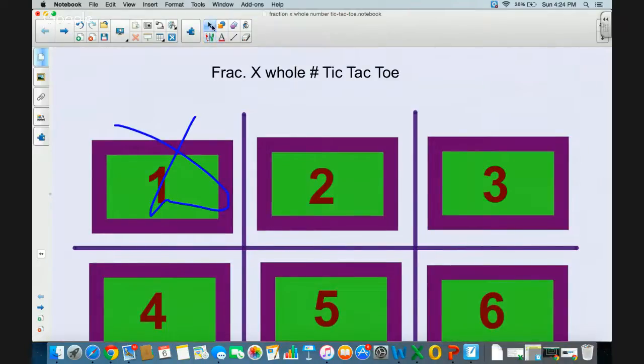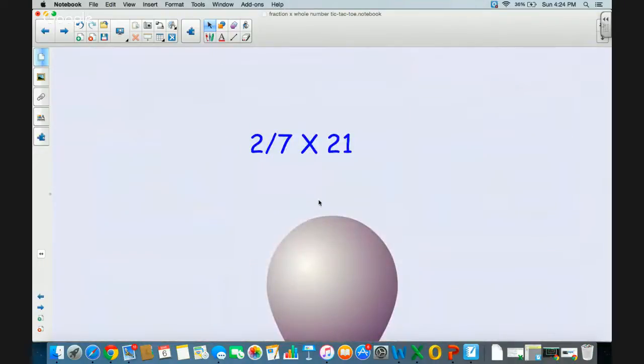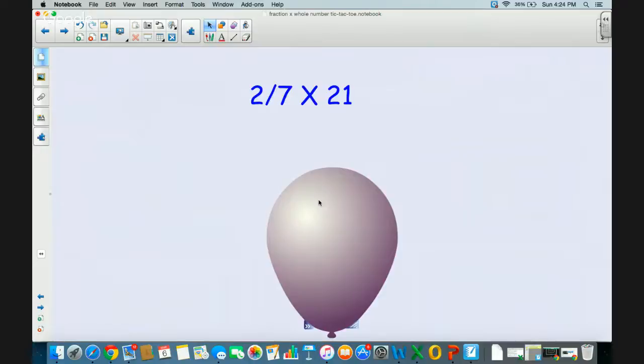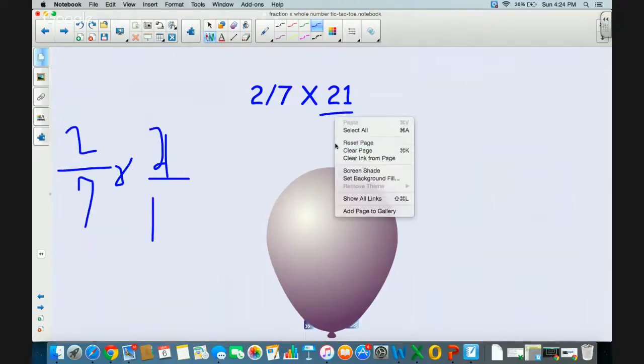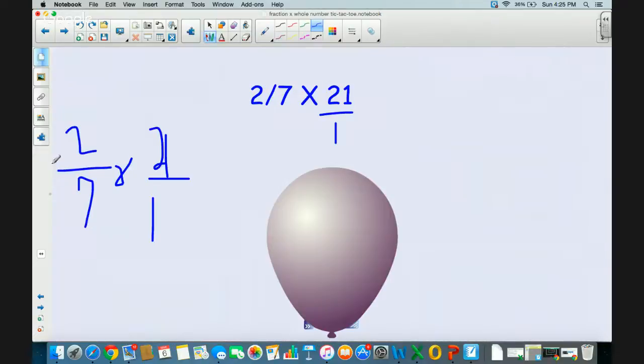Okay, number 2. Once I press it, go ahead and pause the video. Pause now. All right, so we should have done 2/7 times 21. You should have written down 2 over 7 times 21, and that's a whole number, so it's going to have a 1 underneath it. There we go. So 2 times 21.